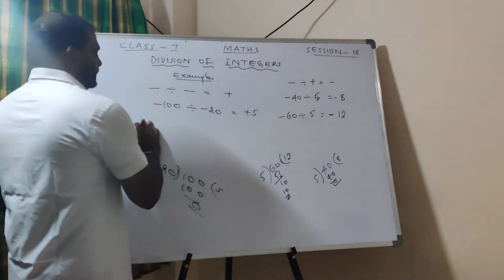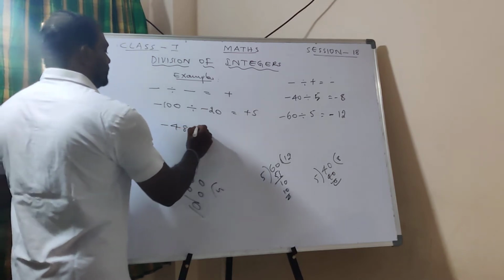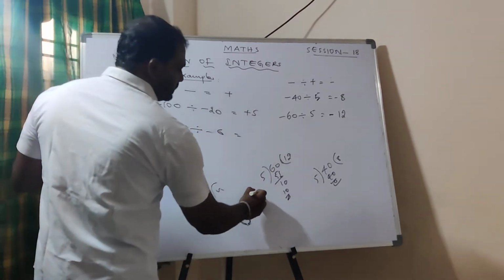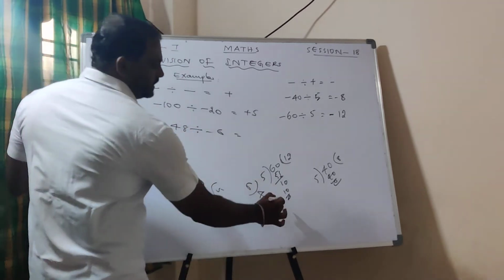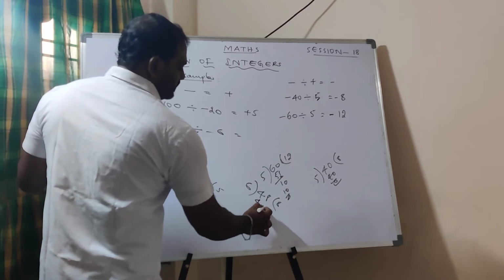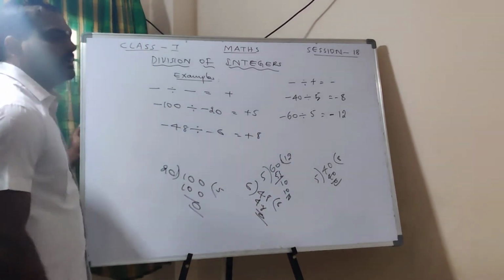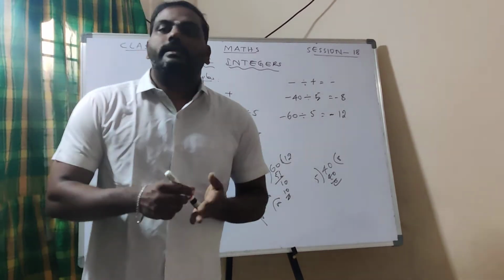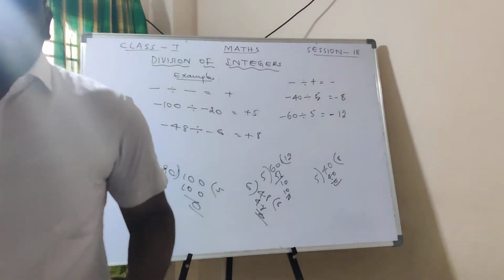Okay, next I will take minus 48 divided by minus 6. In this case, what is the answer? First do the regular division. 48 divided by 6. 6 8s are 48. So the answer is 8, and it is plus 8, because a negative integer divided by a negative integer gives a positive integer as the answer. Therefore, in this case plus 8 is the answer.